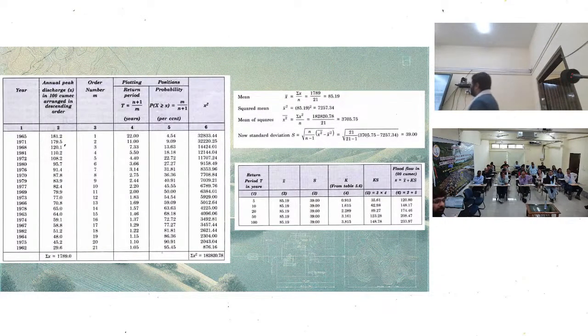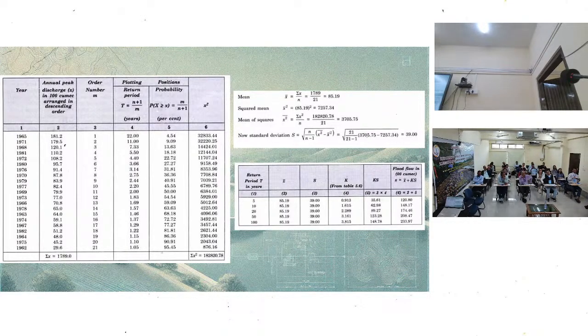Based on this, first we arranged the peak discharge in descending order. We gave it ranks m, that I told. Then we have to compute the probability (n+1)/m. So n is how much? n is 21, and m is this. So n plus 1 is 22, and m is 1, so the first value is 22. Likewise, you can always compute this.